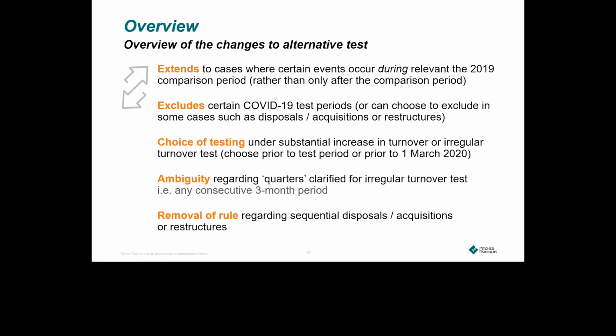The 4th dot point there is that there were some ambiguities in the last legislative instrument in terms of which quarters or period you actually test when you're doing the regular turnover test or the substantial increase in turnover test. We raised those issues and the ATO were good to clarify those and make it more certain exactly which periods they're testing. Both of those have aligned exactly with how Pitcher Partners had been interpreting the provision. So the ATO have clarified those in line with our thoughts.